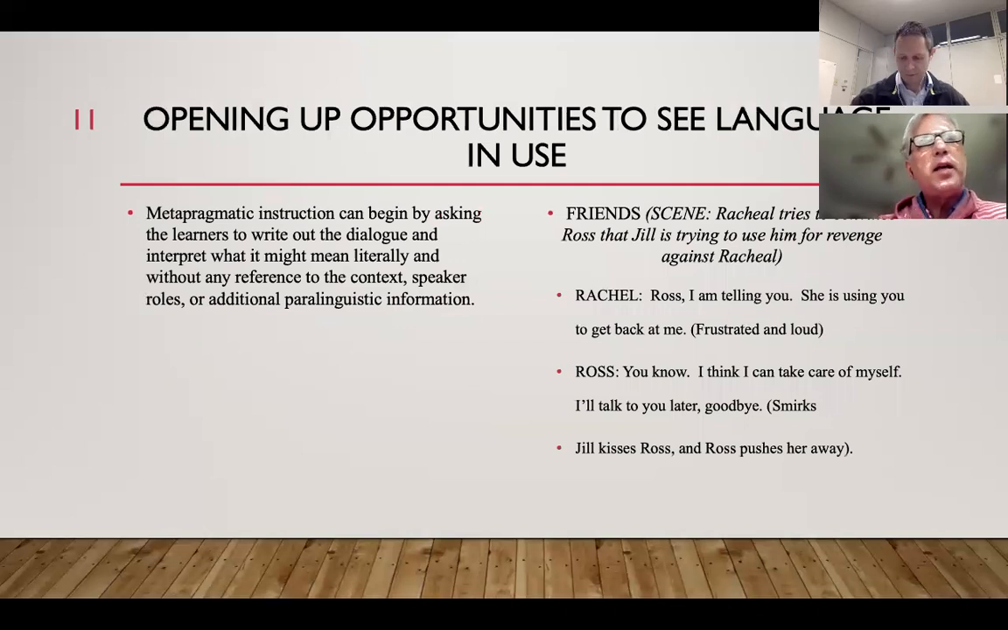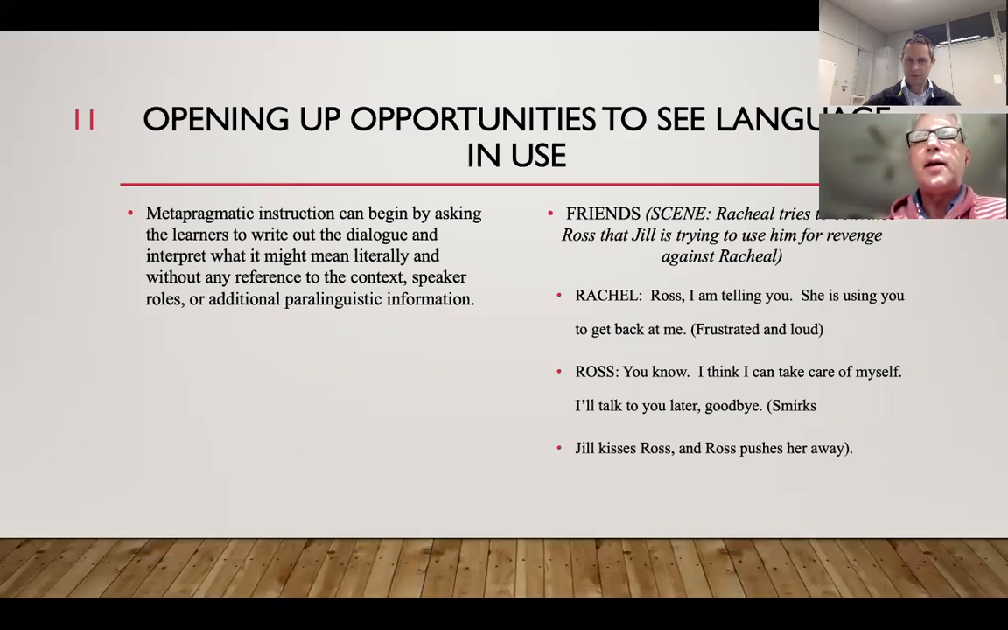So it can begin by asking learners to write out the dialogue and interpret what it might mean literally, without any reference to the context, and then begin pulling it apart. And we've seen this scene here, and this is again from Friends. So in this situation, the students can write this out. And then when they get to the indirect refusal, "I think I can take care of myself."